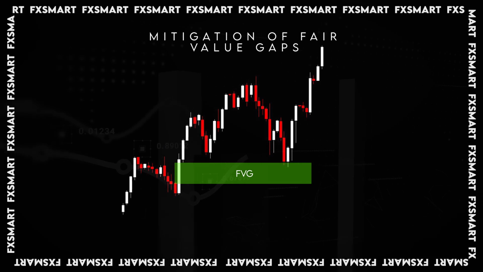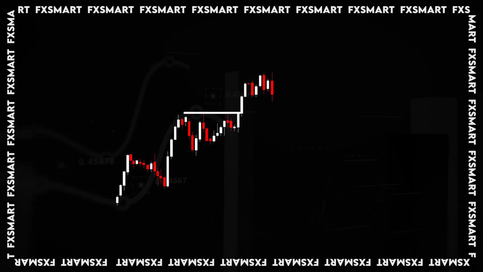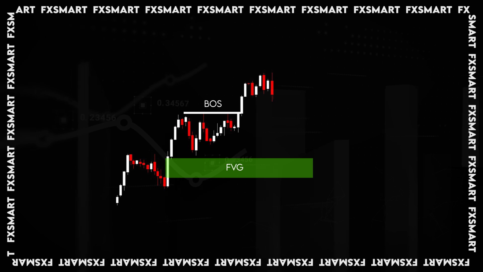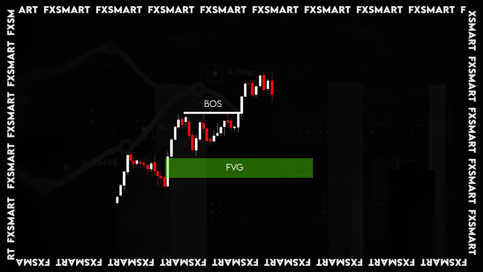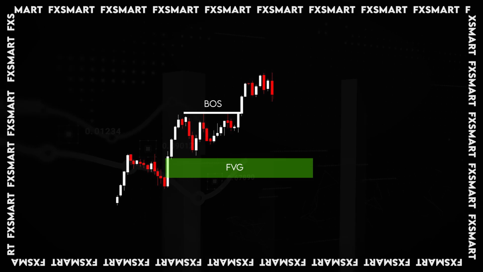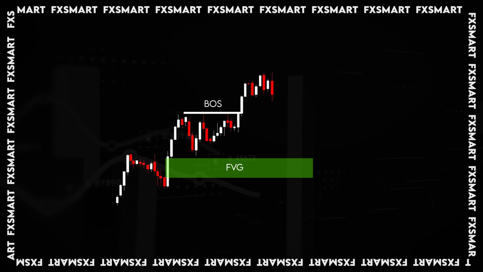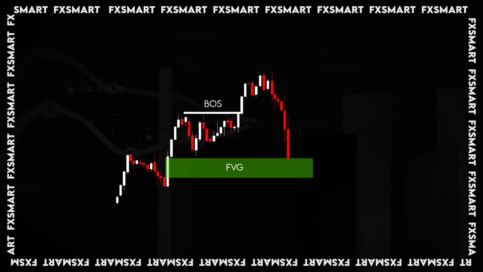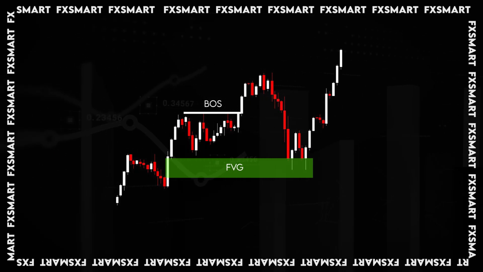But here's where things get more interesting. Let's revisit the earlier example. If you take a closer look at the left-hand side, you'll notice an unmitigated fair value gap sitting just beneath the major swing low. In cases like this, price often retraces to that FVG zone simply to fill the imbalance. This kind of pullback doesn't suggest a true trend reversal. It's just the market rebalancing itself.